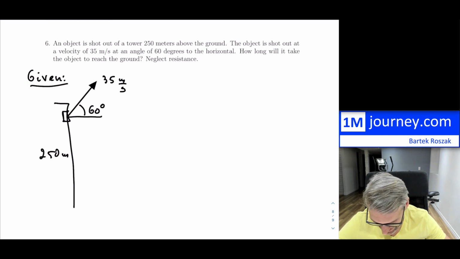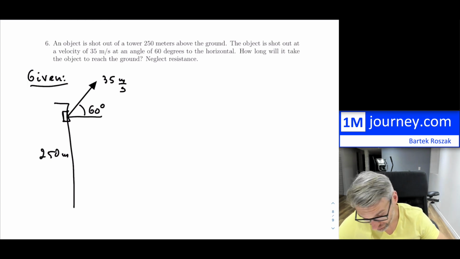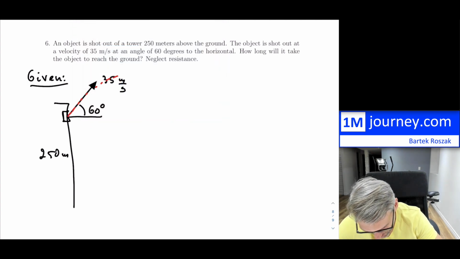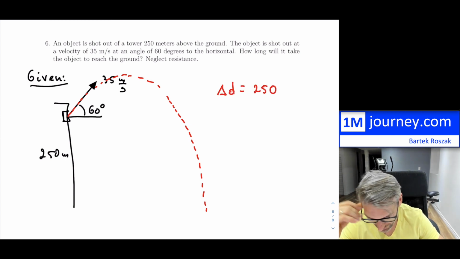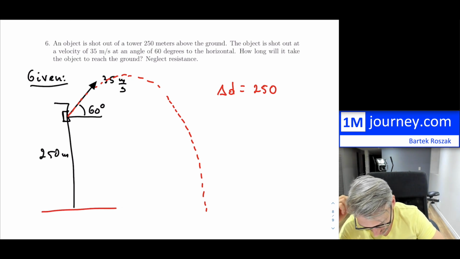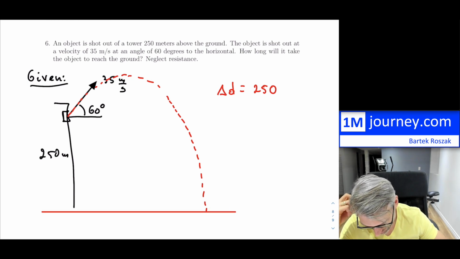How long will the object take to reach the ground? Okay, so this is another not-so-nice one. It's going to go kind of like that, right? So how long is it going to take to reach the ground, which basically means the displacement? So displacement, you want 250. Now, this is 250, so notice right here.